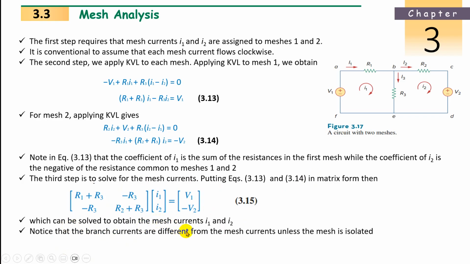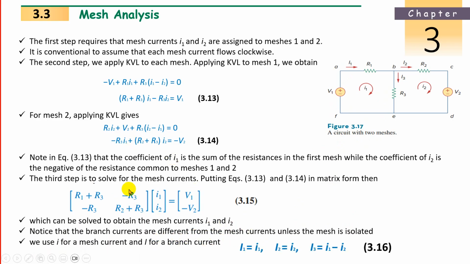Notice that the branch currents are different from the mesh currents unless the mesh is isolated. So we are not isolating any mesh, so branch currents and mesh currents are different. That's why small letter and capital letter play a major role. We use small i for mesh currents and capital I for branch currents. Capital I1, the branch current, is equal to small i1 in the same direction. Next I2, where is I2? Here. Capital I2 is equal to small i2.